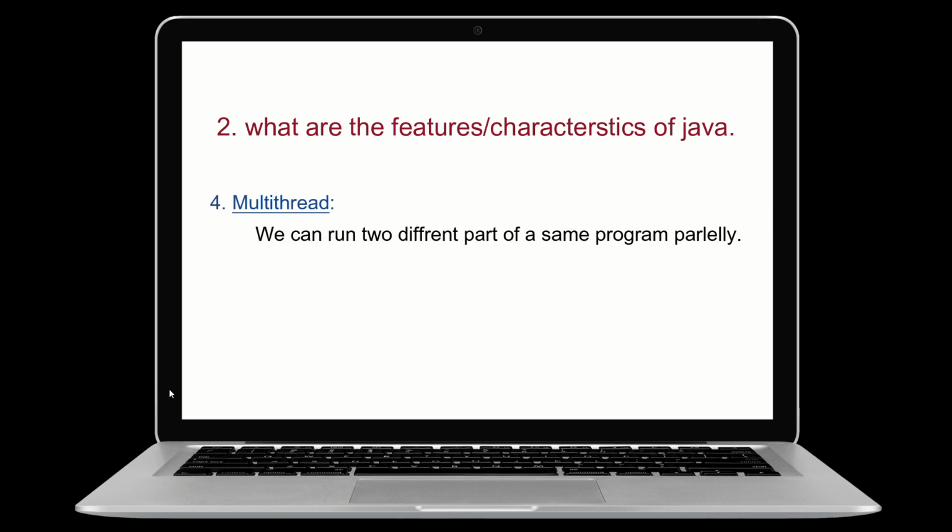Fourth one is multi-thread. We can run 2 different parts of the same program parallelly. That is, Java allows running different parts of the same program simultaneously, like having multiple hands working on different tasks at the same time. This makes the program more efficient and responsive. Fifth one is robust. Most of the important things will happen automatically. It means Java handles many critical tasks automatically, such as memory management and error handling, making the program more reliable and less prone to crashes.